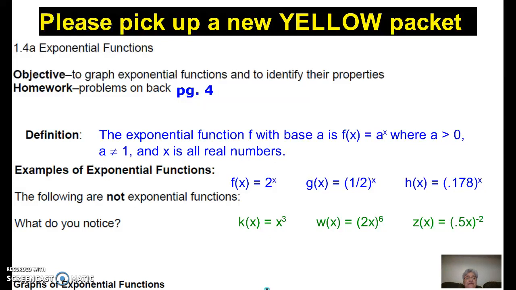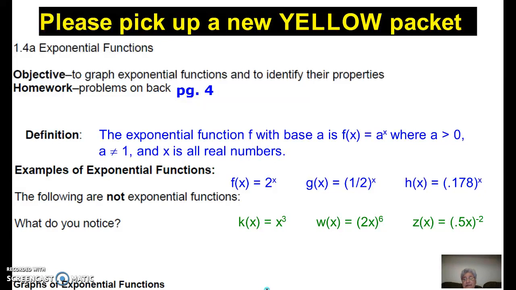We have examples of exponential functions. We could look at the ones in blue. Given what we just said about the base a, in f of x equals 2 raised to the x, 2 is the base, so it can be an integer. g of x equals 1/2 raised to the x, so we can have a fraction as a base a, and h of x equals 0.178. So we can also have a decimal as a base.